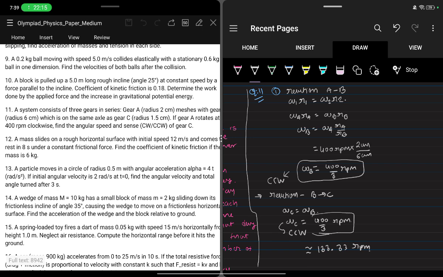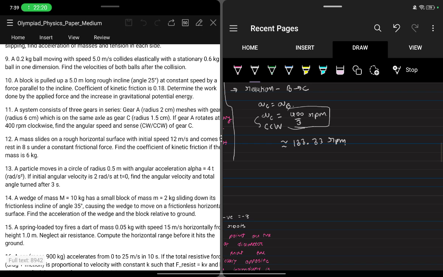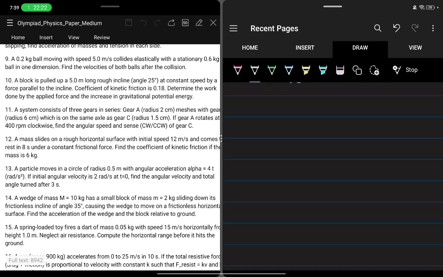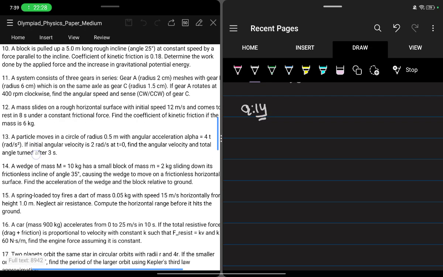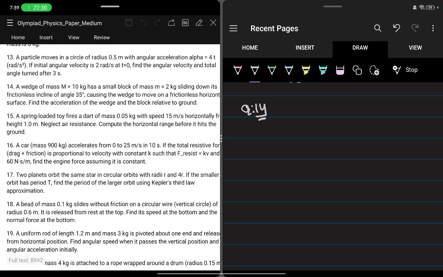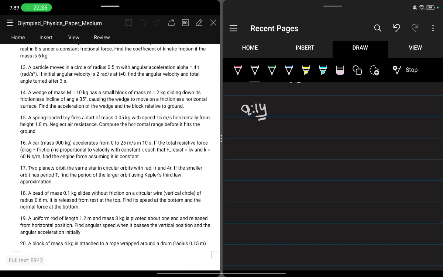Okay, let's do question number 14. A wedge of mass m has a small block of mass m sliding down its frictionless incline of angle 35 degree. So for our convenience, we'll take this angle to be 30 degree, okay? Since there are no MCQs, just for understanding and to make the calculation easier. But don't do this in the exam, okay?